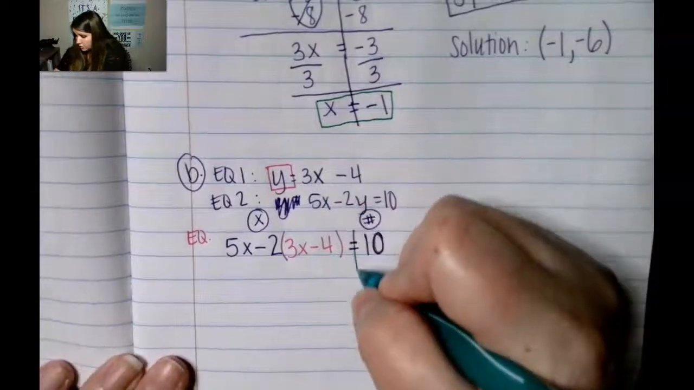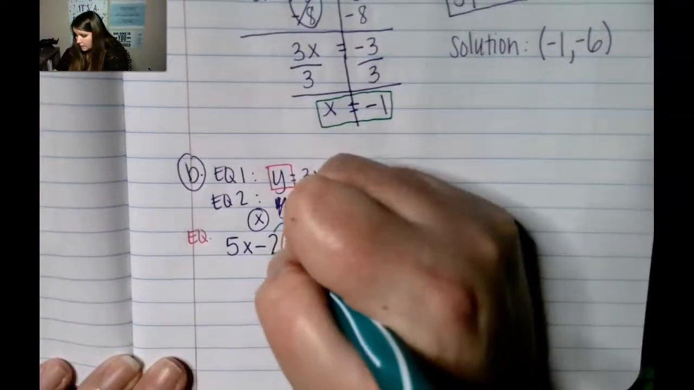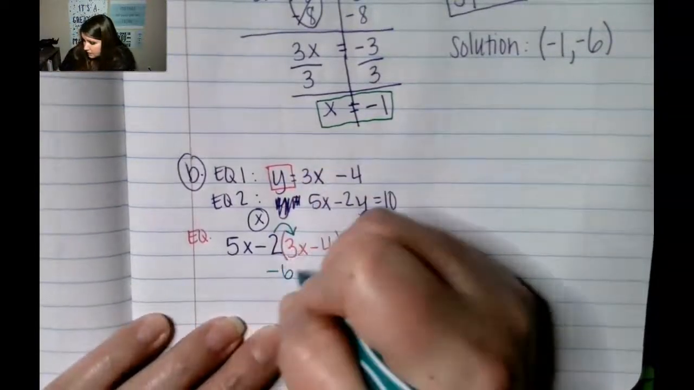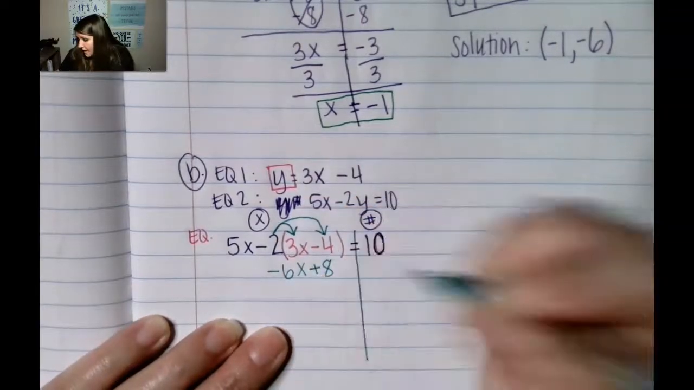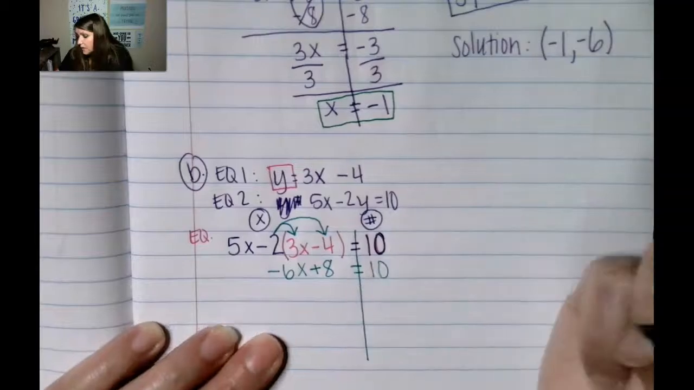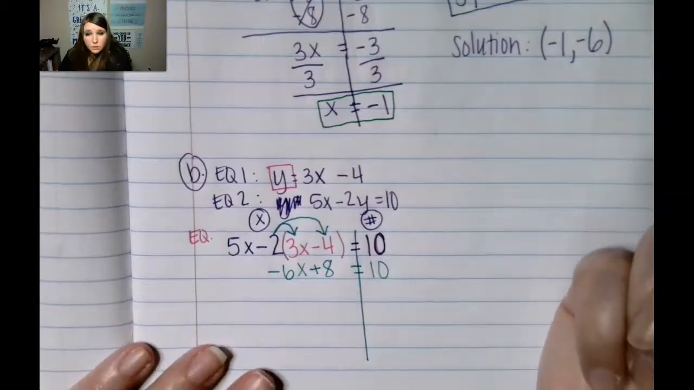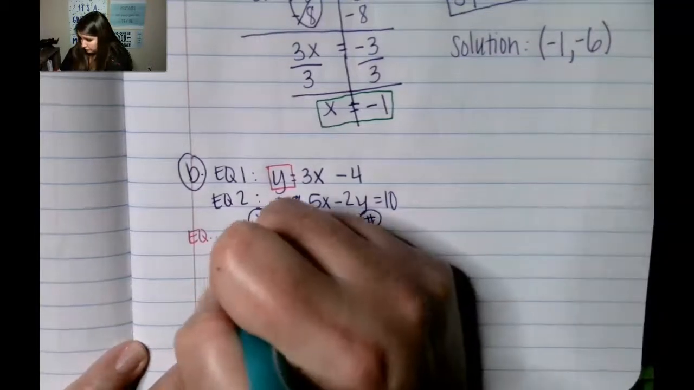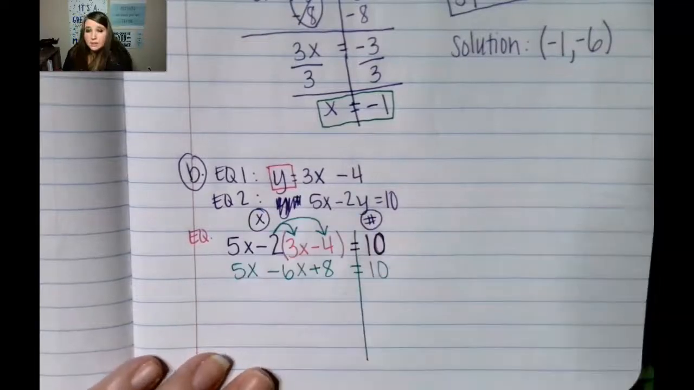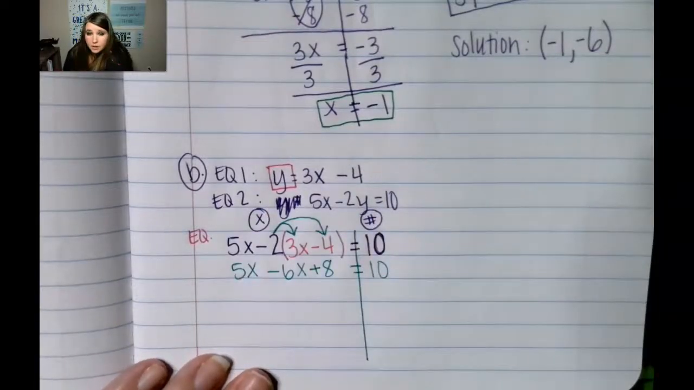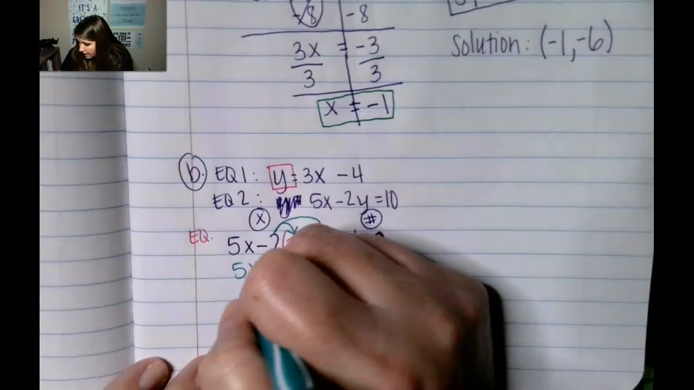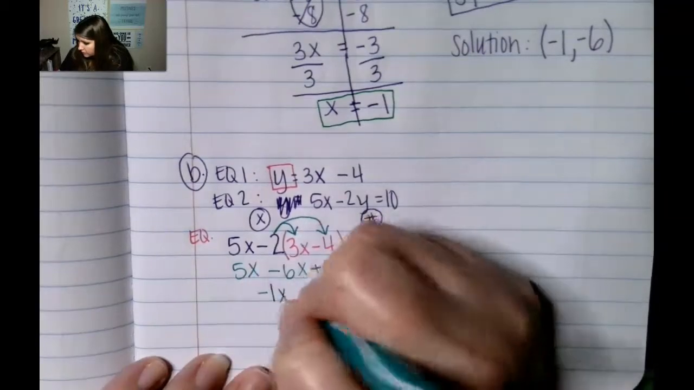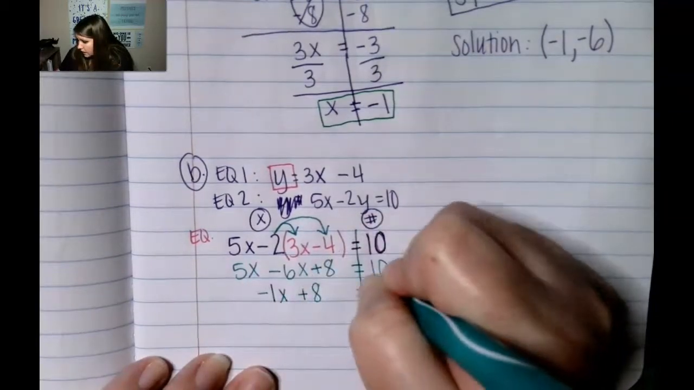So let's go ahead and we'll draw our line. Negative 2 times a positive 3 is negative 6x. Negative 2 times negative 4 is positive 8. These ones you have to be really careful with your positives and negatives with your multiplication. So slow and steady so you don't make those simple mistakes there. Okay, so if I had 5 and I subtract 6, I now have negative 1x plus 8, that equals 10.